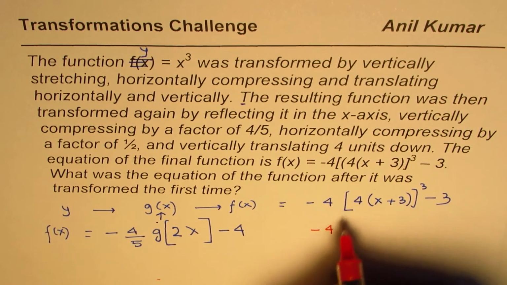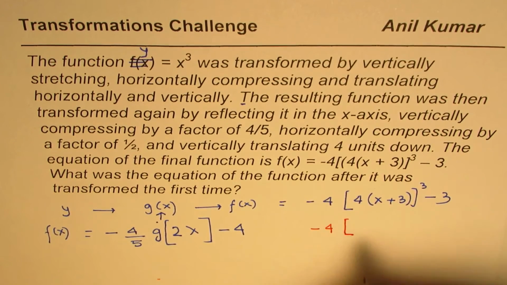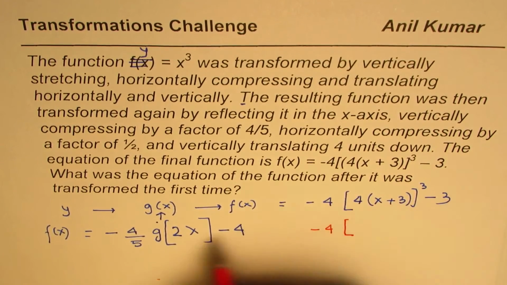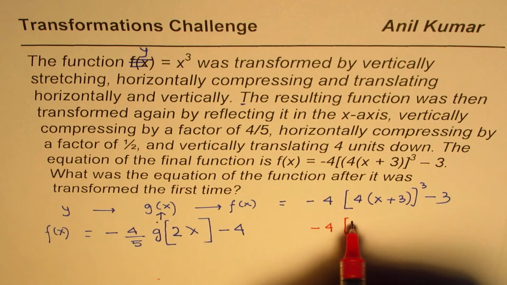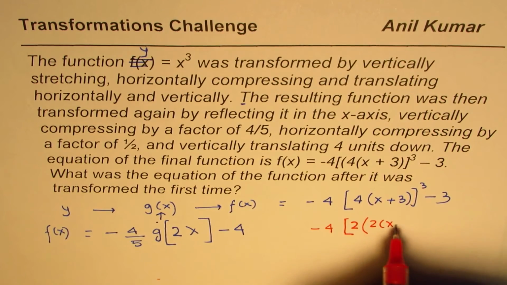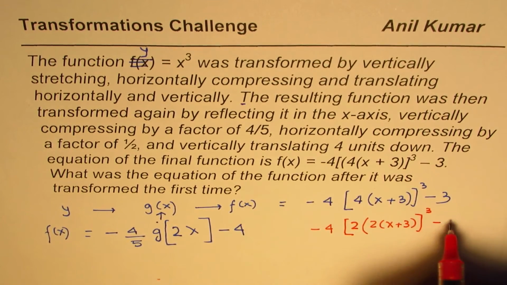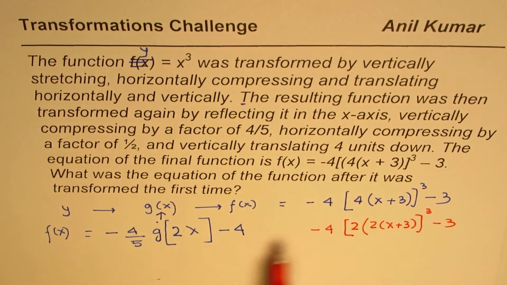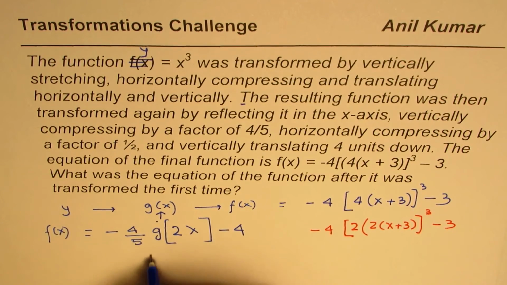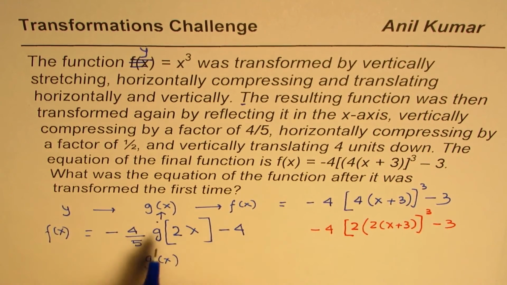Okay, so what we will do is we'll work on the inside terms. We need 2 here, so we'll split this as 2. So we get 2 times x plus 3, right, whole cube minus 3. So we could rewrite this. Now the inside terms are kind of similar. Now let us find g of x. G of x should be what?